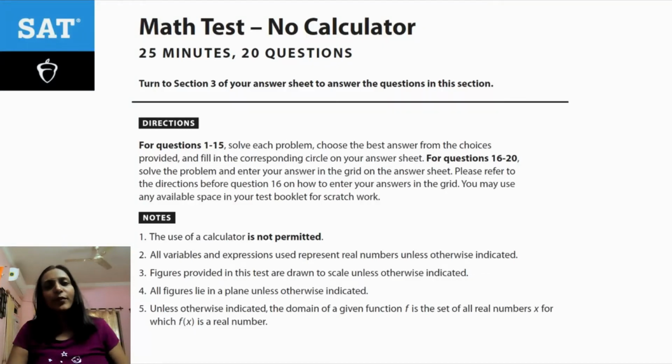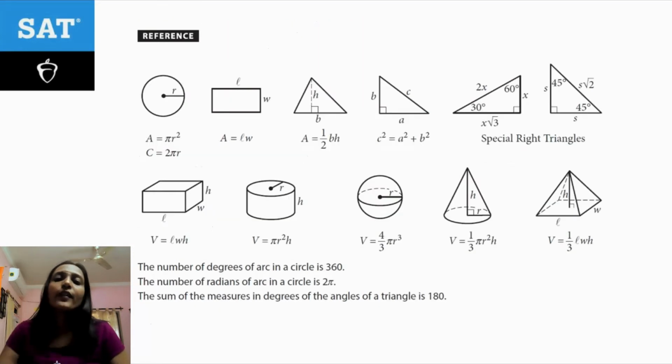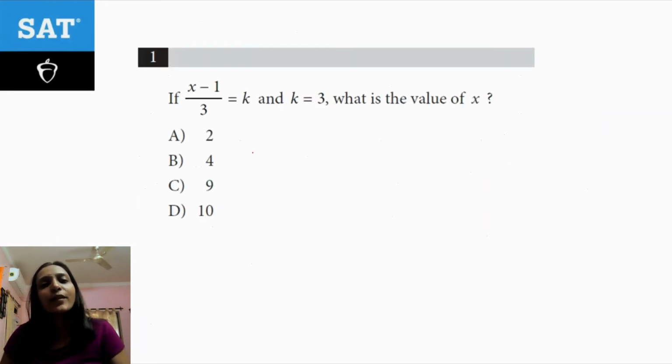In today's video, we are going to do a 25-minute, 20 question SAT math test. If you would like to read the instructions, feel free to hit the pause button. The main instructions are this is a non-calculator paper, and these are the formulas that could be used during the test. So let's start with the first question.